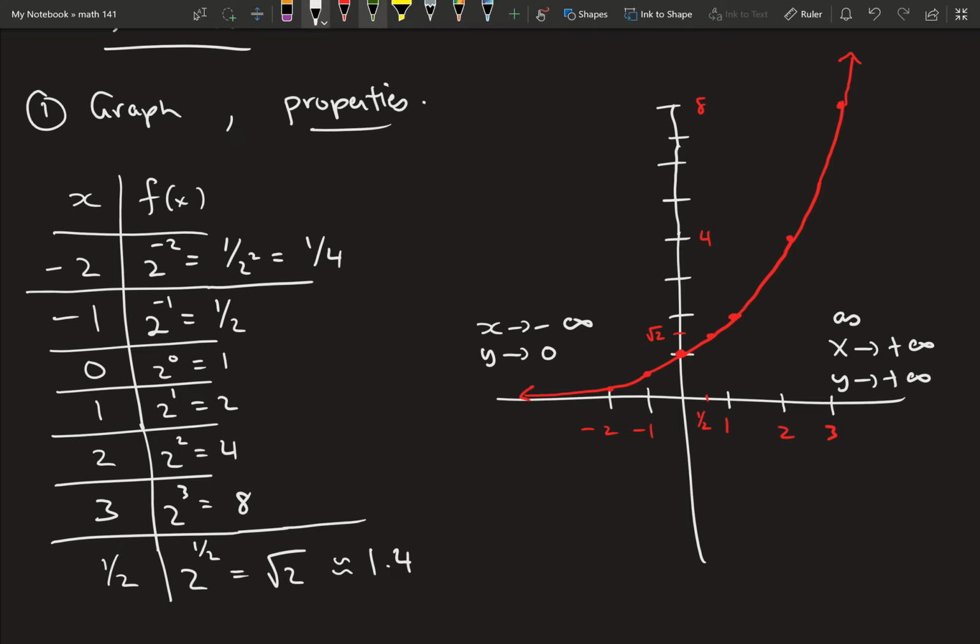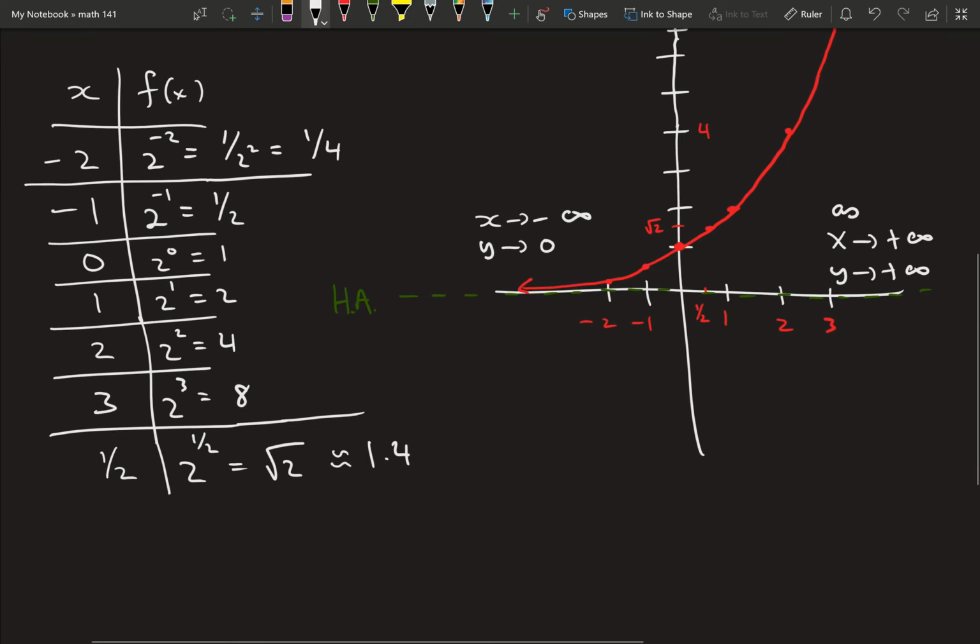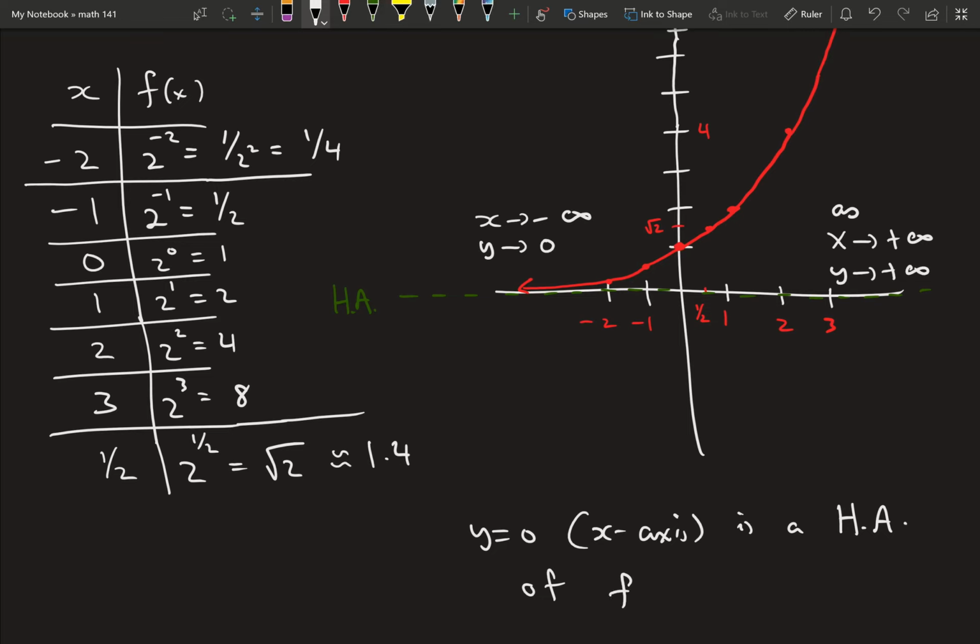So it actually turns out that the x-axis is an asymptote. It's something where as x goes to negative infinity, y goes to a particular value, but never actually attains it. So this is a horizontal asymptote. I'll state that separately down here. So the line y equals 0, which is the x-axis, is a horizontal asymptote of the function 2 to the x.